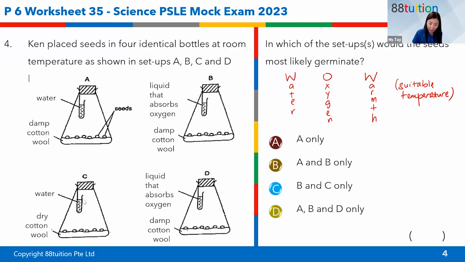So there are actually 2 liquids that absorb oxygen, right? So this will definitely not be our answer. This is going to cause lack of oxygen. So lack of oxygen is O2. Some of you already know, I can use the short form as well. Okay, lack of oxygen. So in these 2 setups, it's not possible for the seed to germinate. Okay, next.